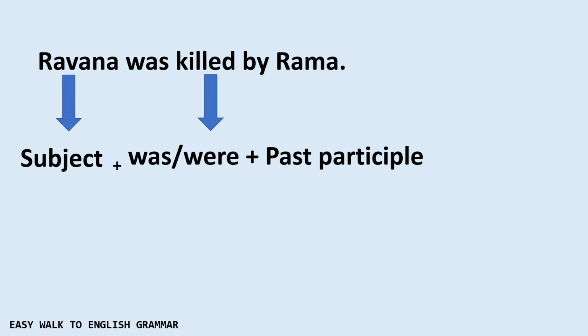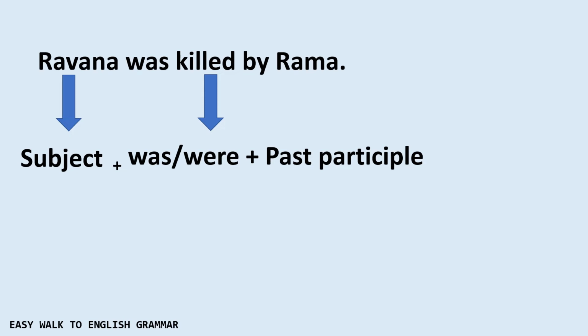Here, Ravana is the subject and Ravana is singular. So we used was. After was, we used the past participle form of the verb kill. Kill, killed, killed. V3 form. Killed. So we must use the past participle form of the verb in passive voice.